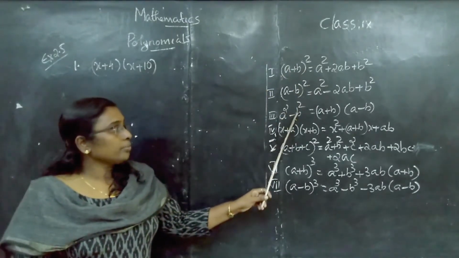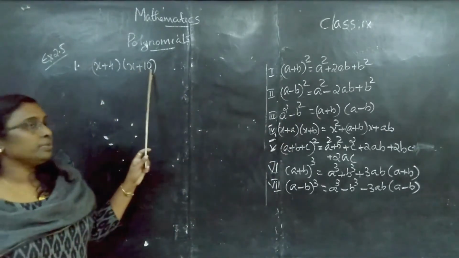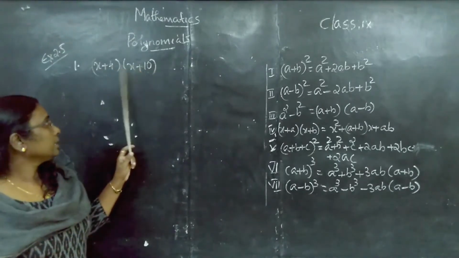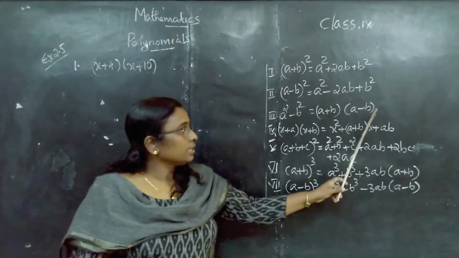A square minus b square? No. A plus b into a minus b. Is it in the a plus b into a minus b form? No, the second terms are different. Here the first terms are equal and the second terms are also different.